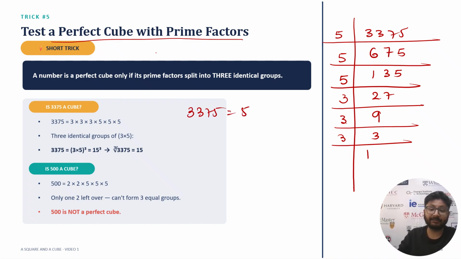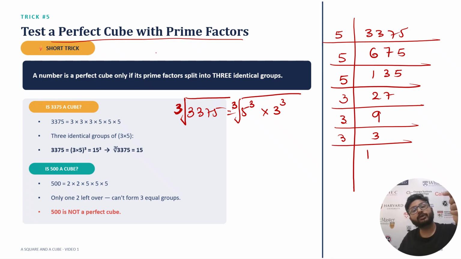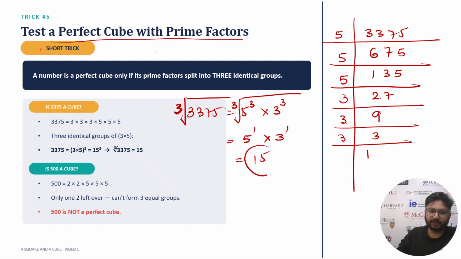So 3375 is equal to 5 into 5 into 5, which can be written as 5 cube, and 3 into 3 into 3, which can be written as 3 cube. Now, if I have to take a cube root, in a square root, you divided the power by 2. In a cube root, you divide the power by 3. So 3 divided by 3, power becomes 1. 3 divided by 3, power becomes 1. So the cube root is 15.